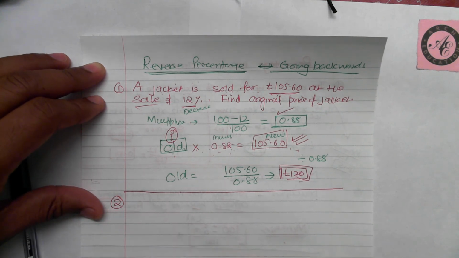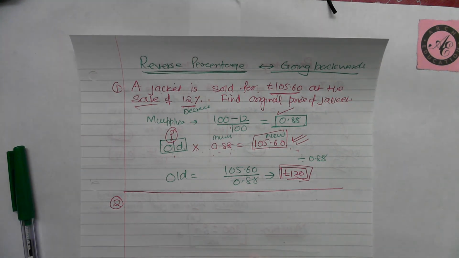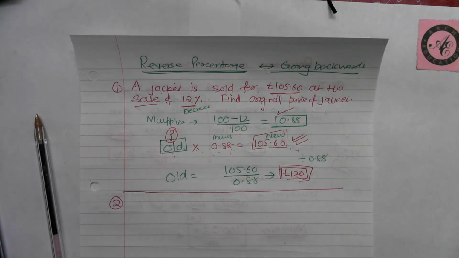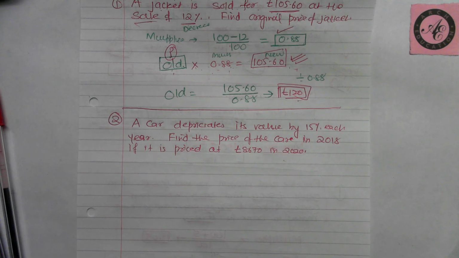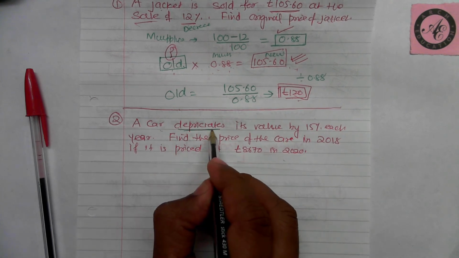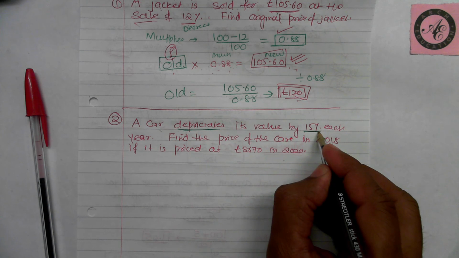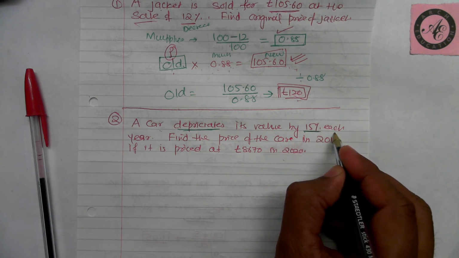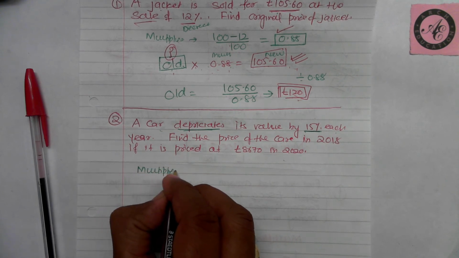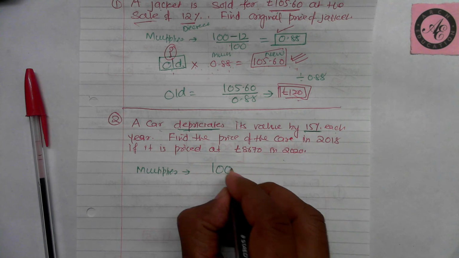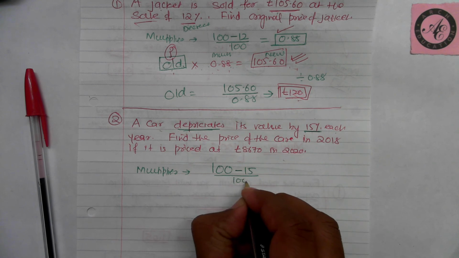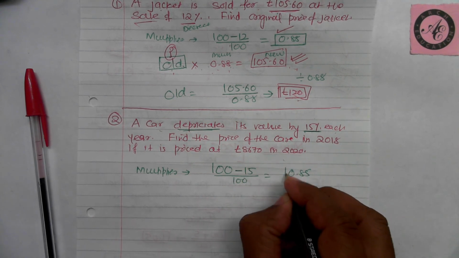Guys, the same question can be used in repeated percentage change as well, like depreciation of a car or a mortgage or house loan. We're going to work that out now. Okay, let's do the second question. A car decreases its value by 15% each year. So this is a question of percentage change. One more time, let's work out the multiplier. Even if I haven't read the whole question, let's work out the multiplier. This is 100, the change is a decrease, so take away 15, divided by 100, it is 0.85.